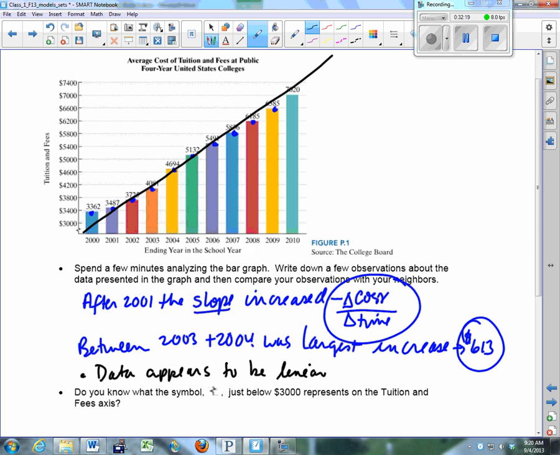Anybody want to say something else about the appearance of that data? Another shape that might fit it, other than a straight line? A really gradual curve, like maybe a parabola, like a quadratic equation. We'll look at that in class 4. Oops, I kind of went a little crazy with my curve there. I didn't mean to dip down so far.